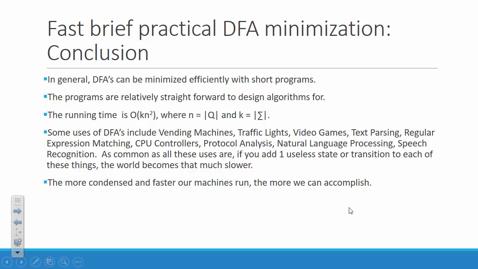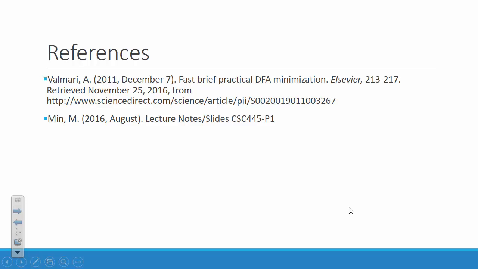So some uses of DFAs include vending machines, etc. And you can see those listed here. And as common as all of these uses are, if you add one useless state or transition to each of those objects in the real world, our world just slows down a lot. So the more condensed and faster our machines run, the more efficient we are and the more we can accomplish every day. So here are our references, and then we will now demonstrate our project for you.